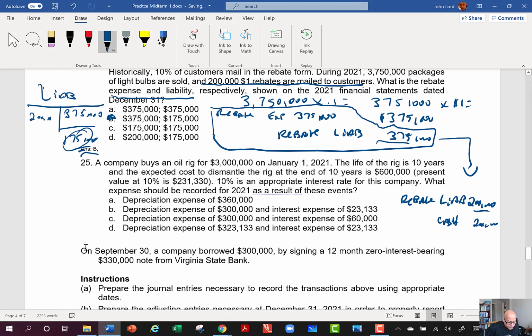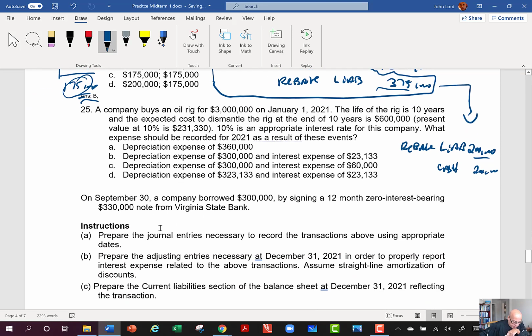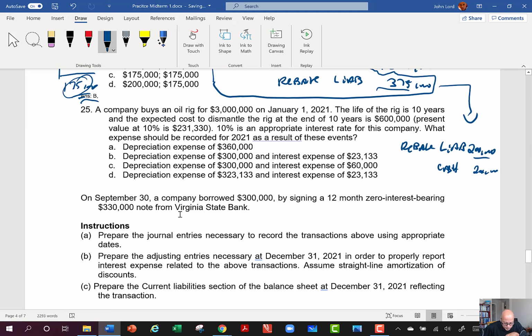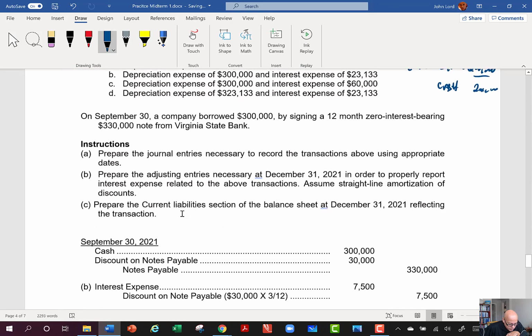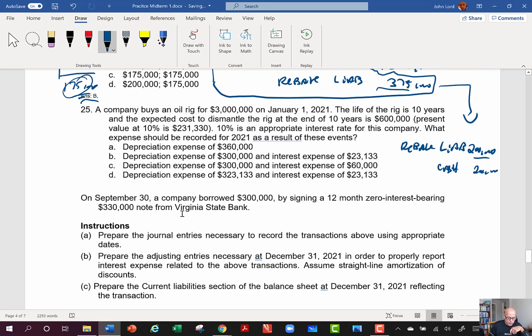Let's take a look at number 25. And again, no room. So where do I want to write it? Okay, just so irritating. There's no room to write some of these, but let's just go ahead and do our best. Okay, so an oil company buys an oil rig for $3 million on January 1st, 2021.